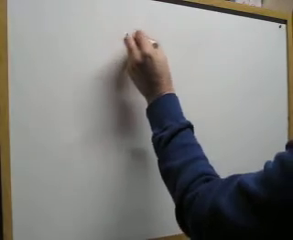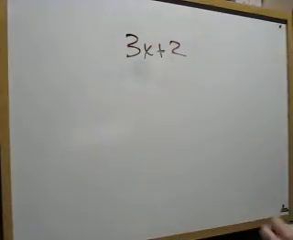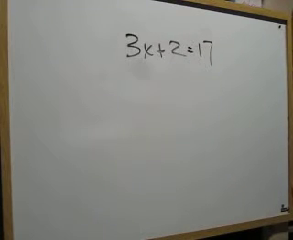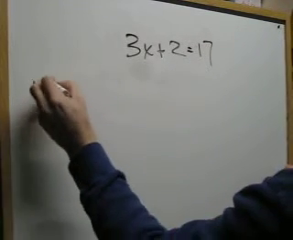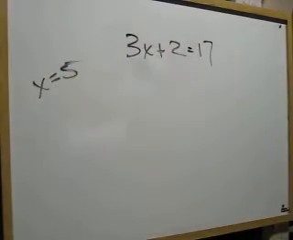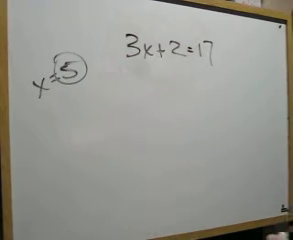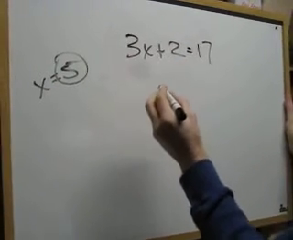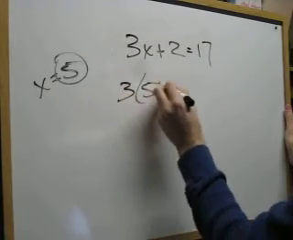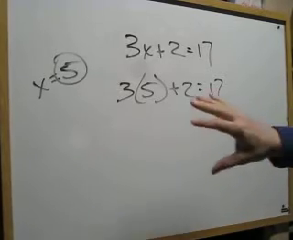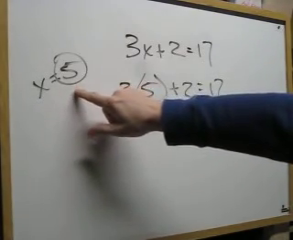Alright, so if we look at example 1 there, we've got an equation 3x plus 2 equals 17. And the question is, is x equal to 5 a solution to that? So what we're going to do, we're going to take whatever value they're asking you to determine, and we're going to put that in for our x. Notice how I put a parenthesis around that 5. I always do that because sometimes this number is going to be negative.